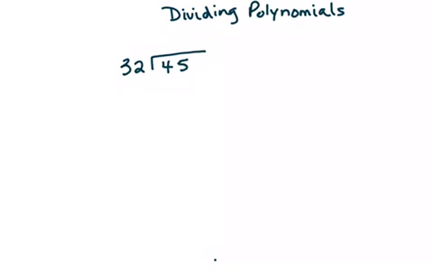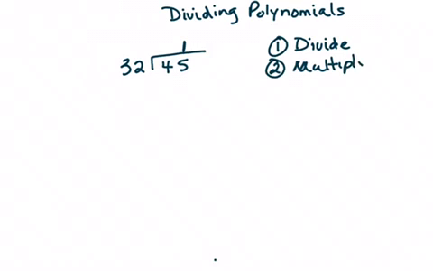Well, we know it's going to go in there one time. I put the 1 in the ones column, not in the tens, but in the ones place, all right? So the first thing I do is I divide. That's the first step. The second step is I multiply. Please write this all down. So I'm going to multiply 1 times 32, and I get 32.